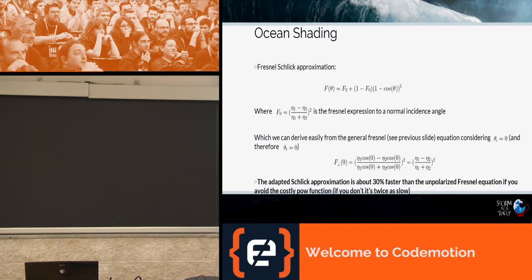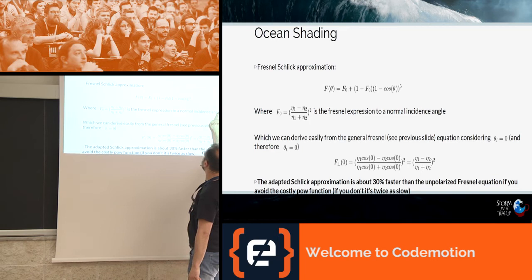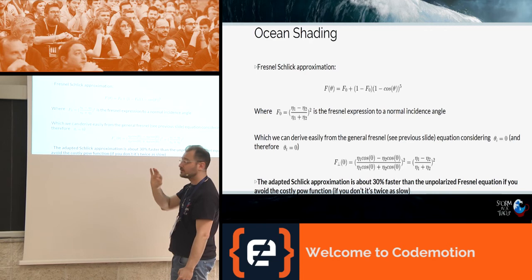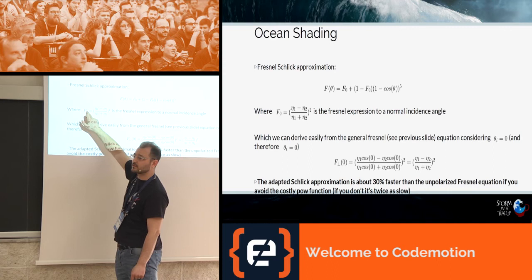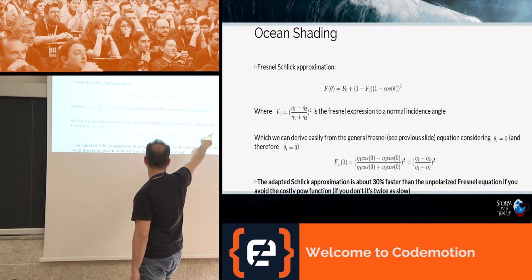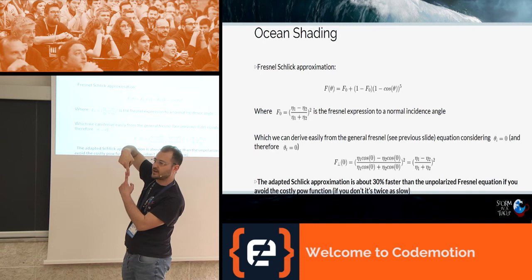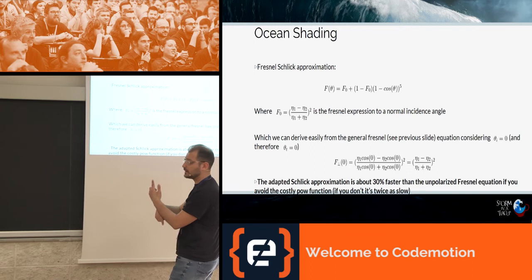If we take the previous equation, because F0 is the Fresnel expression for our normal incident angle, this is the normal, the angle is 0. Cosine 0 is 1, and so we get this expression, and we call it F0 because of this. So we can derive it easily from the previous Fresnel slide, considering theta 1 is 0, and obviously the transmission angle will be 0 as well, because if they are normal incidents, the transmission angle is 0 as well.